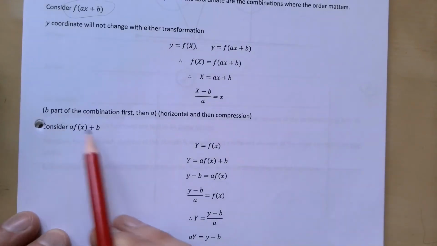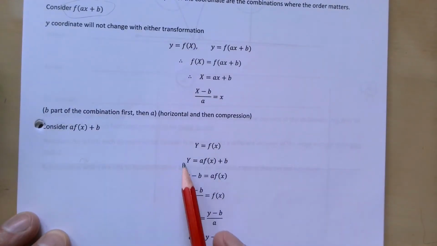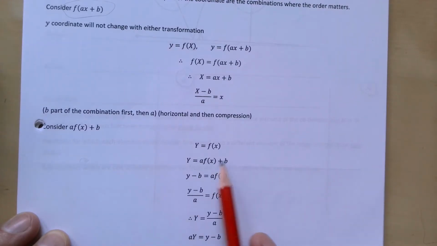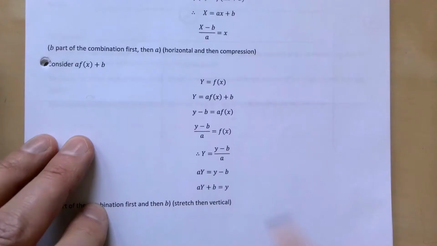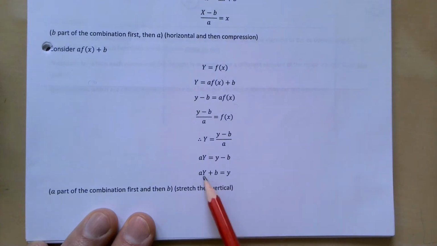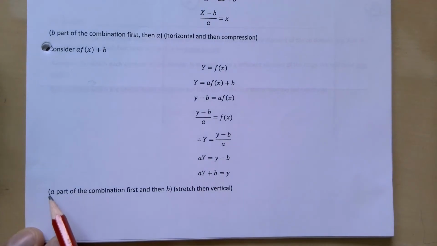For this one here, y is f(x) and y is a f(x). If we put these equal to each other, or substitute it in, we get y minus b equals a f(x). Rearranging this, y minus b over a is f(x). So effectively when you get down here, it's y equals a f(x) plus b. So how do you do this algebraically? You'd multiply by a and then you would add b. So in this case you do the a part of the combination first and then the b.